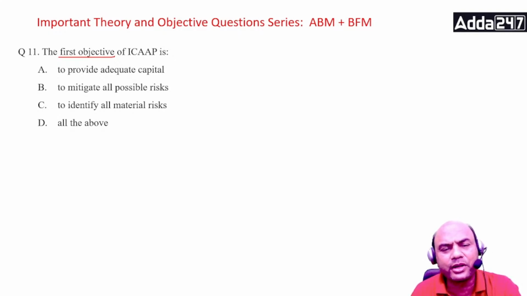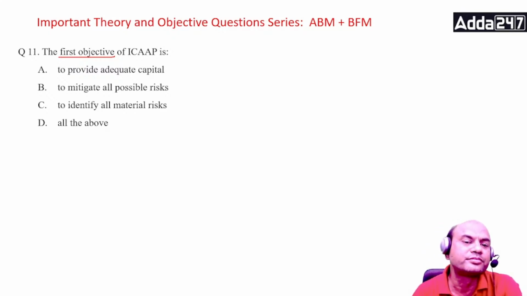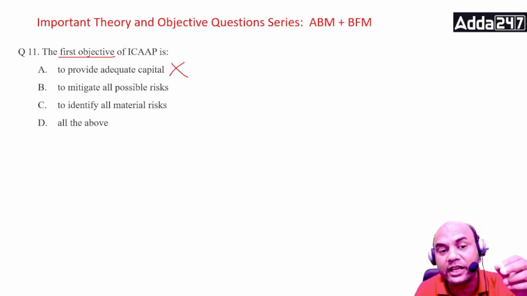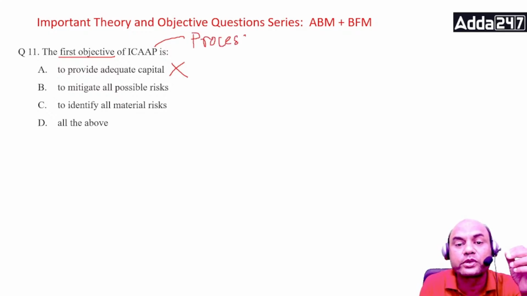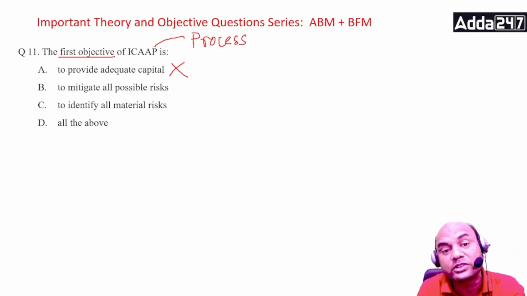To provide adequate capital. Can any bank provide adequate capital? It can never. What do you mean by adequate capital? Adequate capital means you have complete funds with you for any situation. Do you know the situation? You don't know the situation. So you can't have adequate capital. So this is out. You can only make the process better, so that if anything happens tomorrow, stress testing, you can definitely provide for the capital at that time.